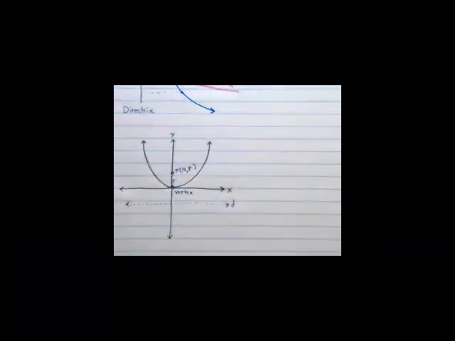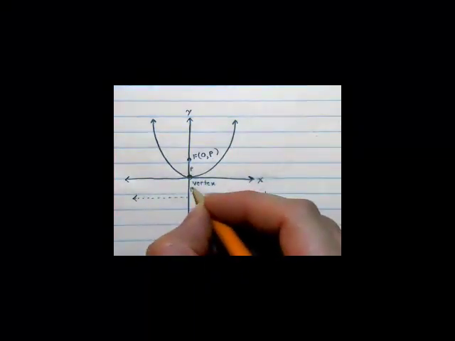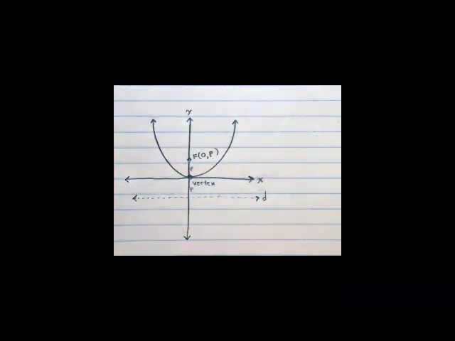Let me zoom in on that a little bit because we're getting kind of small here. Now, the directrix, it's a horizontal line. It's underneath the x-axis. If the distance to the focus is a distance of p, then the distance to the directrix is also a distance of p. What's the equation of that directrix? It's a line, though. So what would be the equation of it?